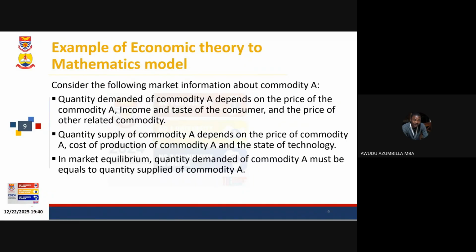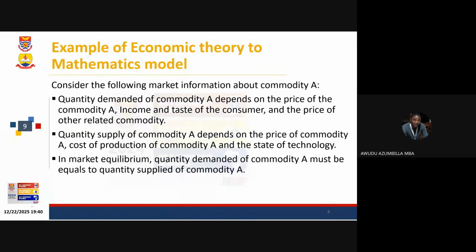So all that we are going to read here is ideology, the laws, the principles. Now, after explaining this theory, this ideology, then we can now translate all of this into models or equations. The quantity demanded of a commodity A depends on the price of the commodity A. This is a law. This is an ideology. This is a principle. And that is why we call it economic theory.